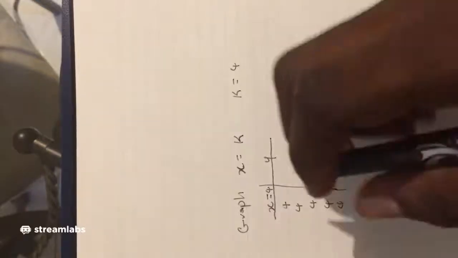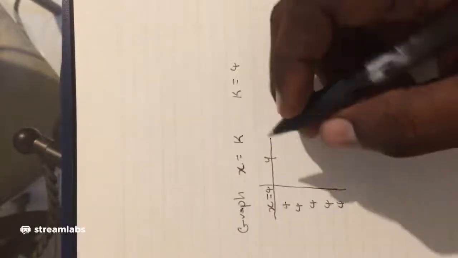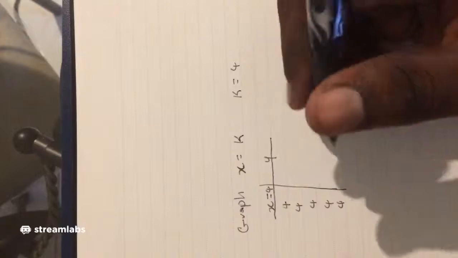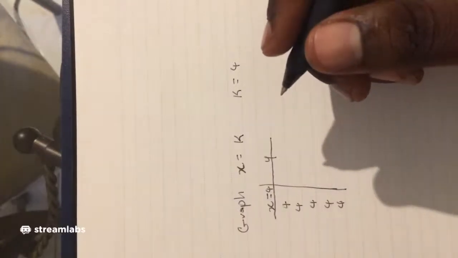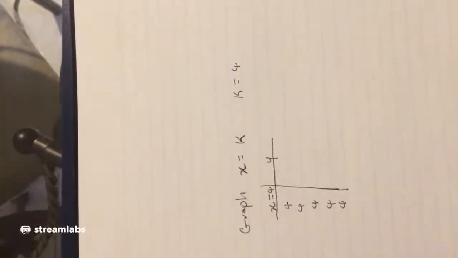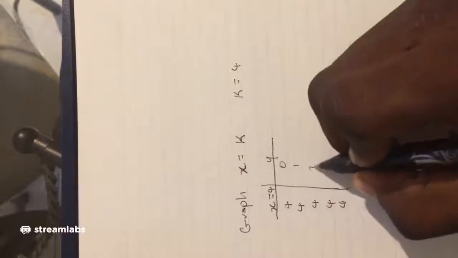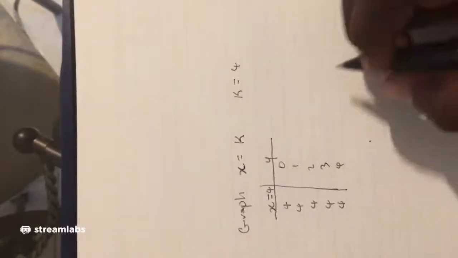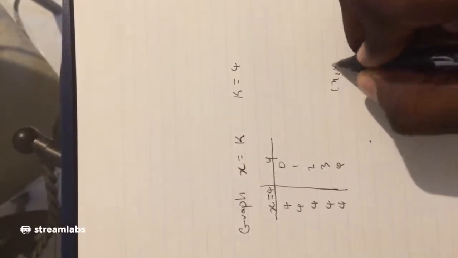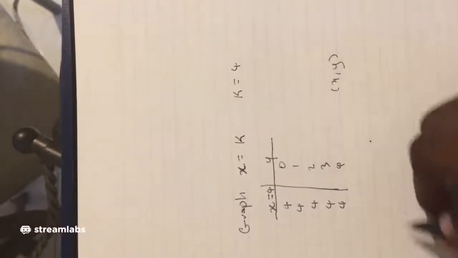Now y is basically not important in this case. We can give it some values, but y is not really important here. So let's draw our graph. Let me just give it some arbitrary values, 1, 2, 3, 4.